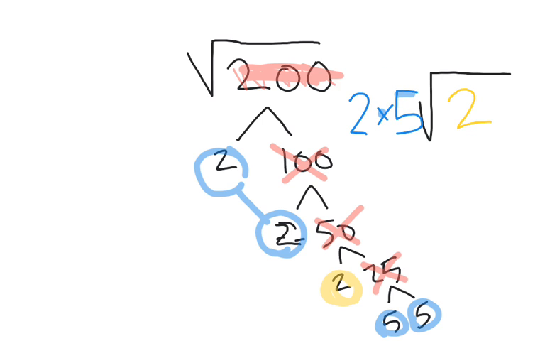But out here, 2 times 5 is 10, and I keep my square root, and inside I get a 2. And that's my final answer. The square root of 200 breaks down to 10 root 2. And that is how you factor a radical.